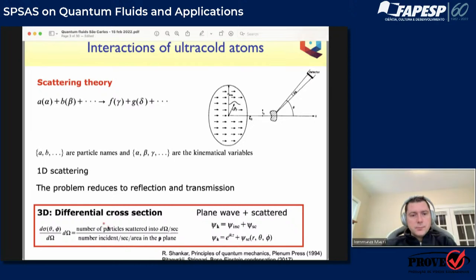Now, the cross-section is defined as the ratio between the number of particles scattered in the solid angle delta omega, labeled in this pictorial representation, per second, divided by the number of incident particles per second per area in the plane perpendicular to the direction of motion of the particles. One can rewrite the total wave function as the sum of the plane wave, which is the incident wave, plus the scattering wave function, which you can write in terms of spherical variables r, theta, and phi.